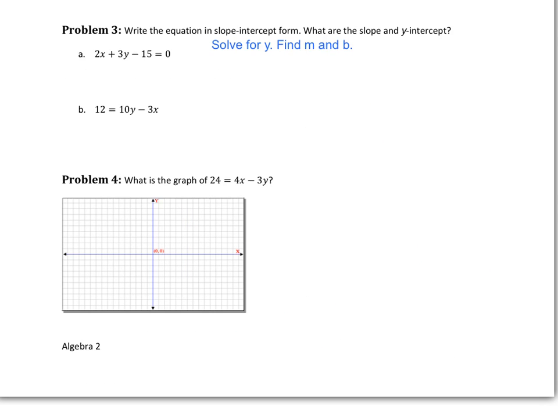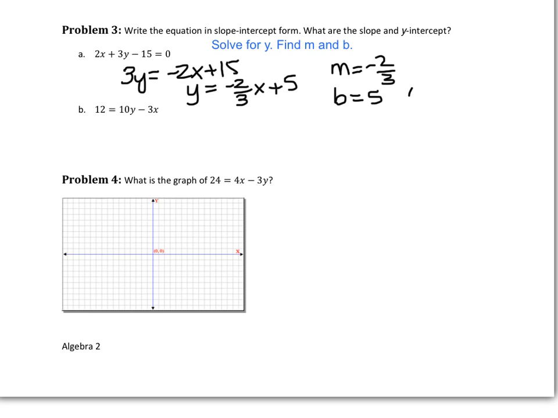Write the equation in slope-intercept form. What are the slope and the y-intercept? Okay, so to easily do this, I'm going to solve both equations for y. So here I'm going to first bring over negative 2x and then plus 15, and then we're going to divide everything by 3. So I get negative 2/3 x plus 5. So my slope m is negative 2/3. My y-intercept b is 5, so it's the ordered pair 0, 5.